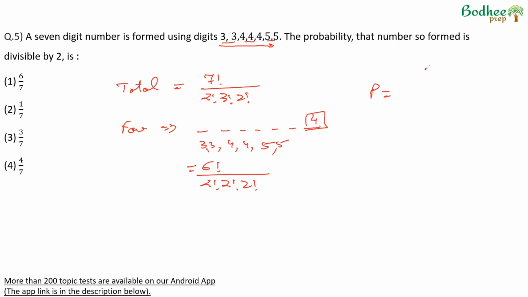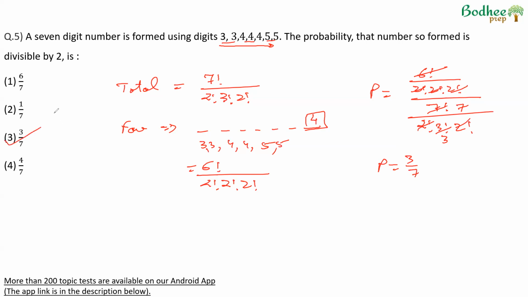Therefore, probability simply is 6 factorial by 2 factorial, 2 factorial, 2 factorial upon 7 factorial by 2 factorial, 3 factorial, 2 factorial. 6 factorial cancels, 7 is remaining, 2 2 cancel, 2 2 cancel, 2 factorial, 3 remains, 3 goes to the top, or the reciprocal of 7 by 3, 3 by 7 becomes the required probability, option 3.